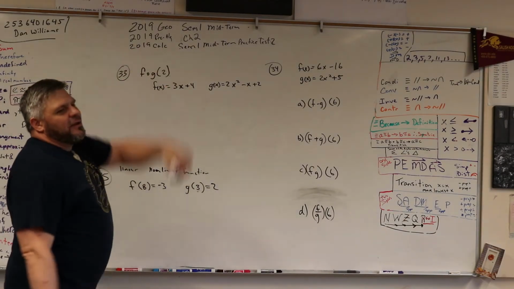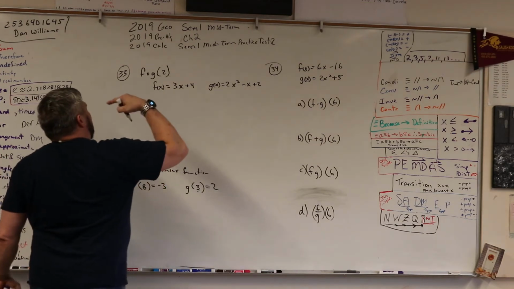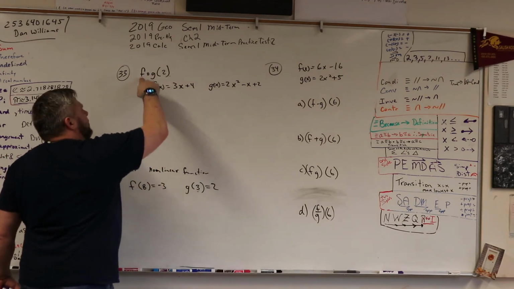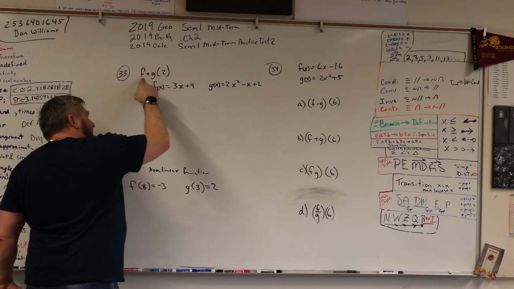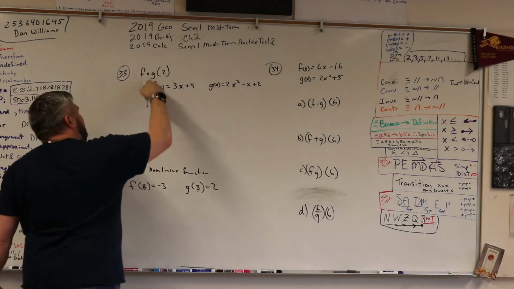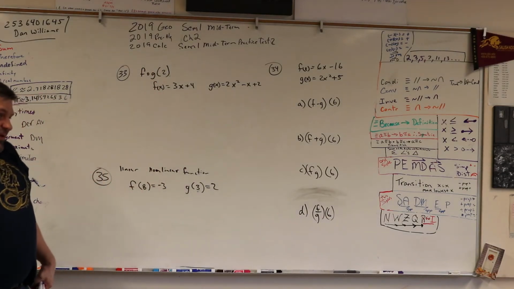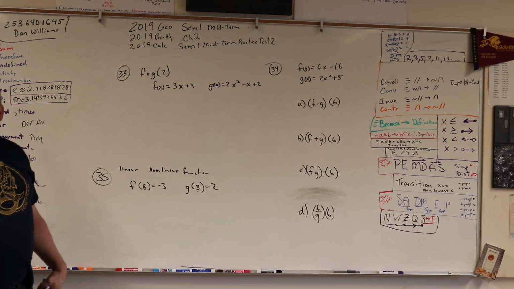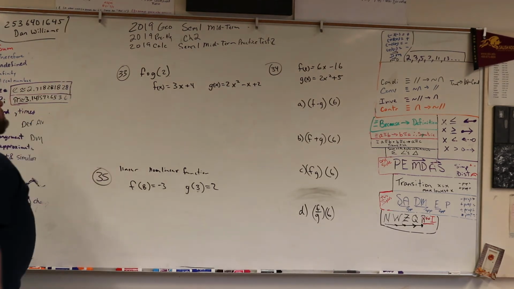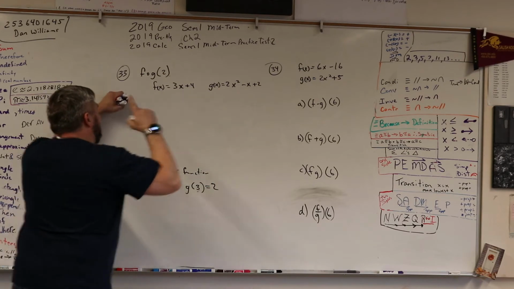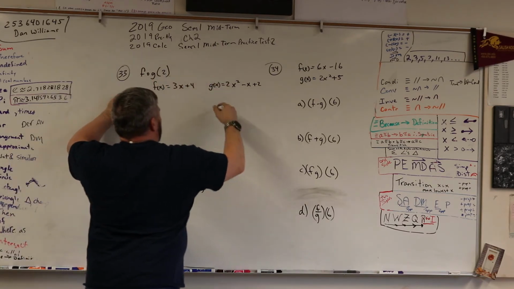Alright, so f of g. What does that mean? That means I'm going to do the function with respect to f and then of g. Okay? So the function of g of 2 thrown into f. Alright? So it's pretty simple. Find g of 2 first.